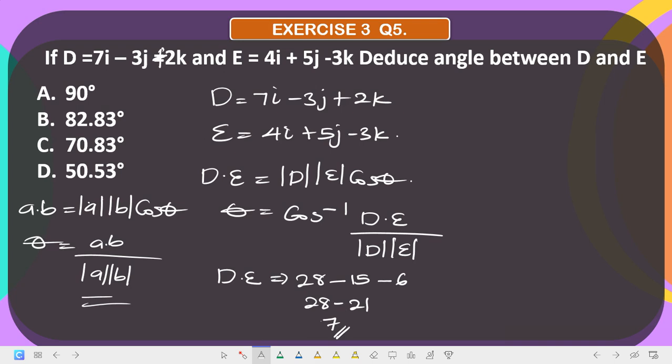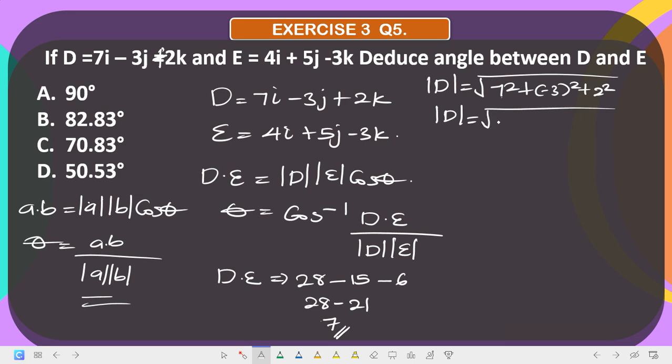Now let's look at the magnitude of d independently. The magnitude of d, we said, is the square root of 7 squared plus minus 3 squared plus 2 squared. And the magnitude of d is equal to the square root of 7 squared is 49, 3 squared is 9, 2 squared is 4. And then d is equal to the square root of 62, and this is 7.9.